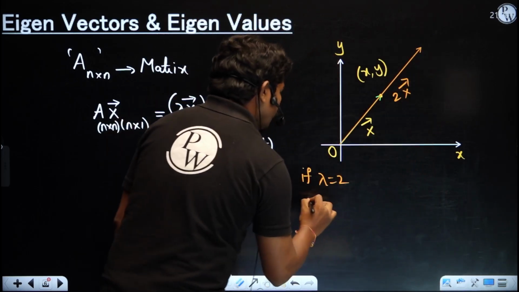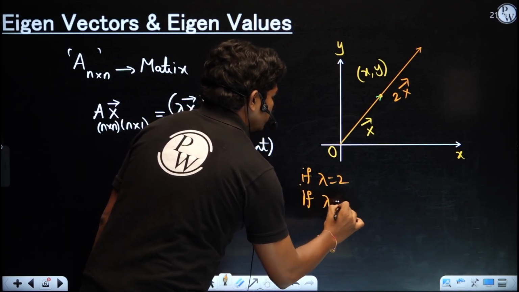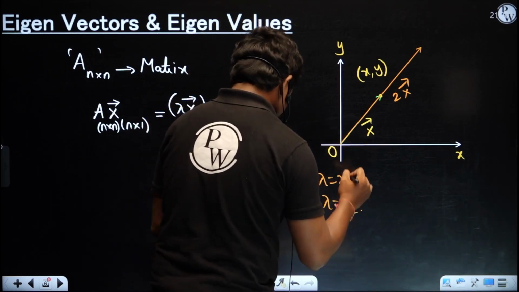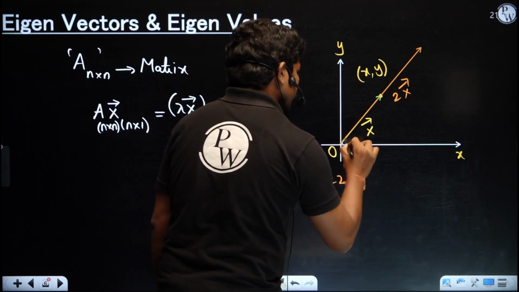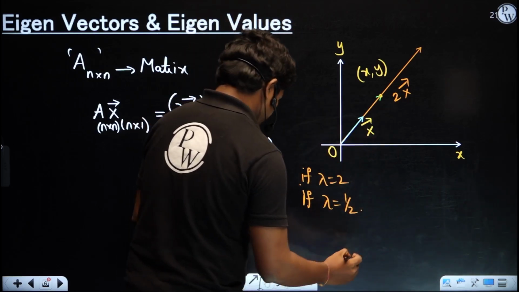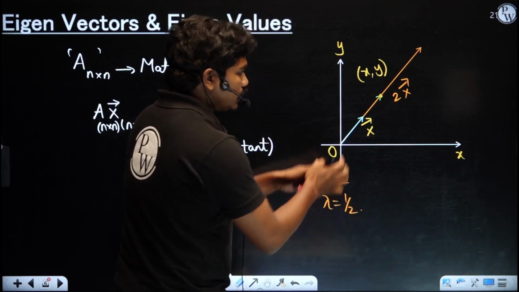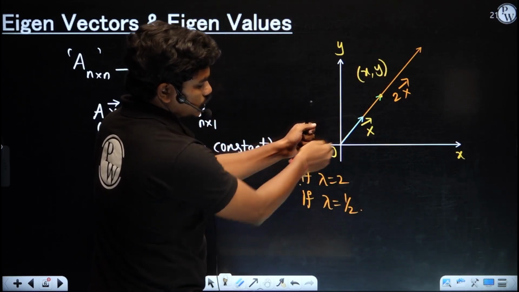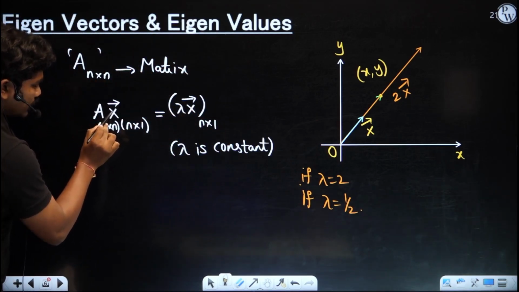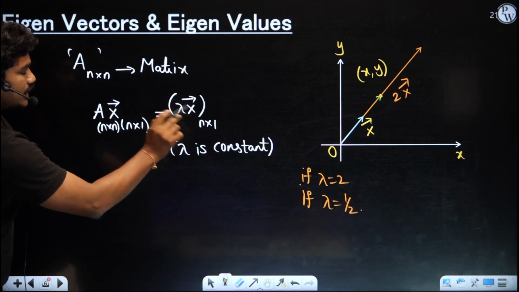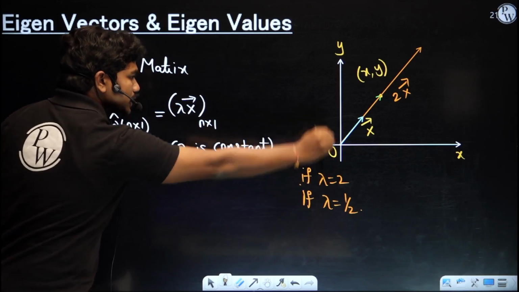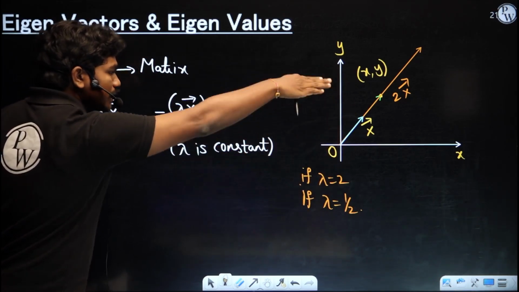If lambda is equal to 3, for example, or lambda is equal to 1 by 2, then the direction will be along the same line, only half of this x bar. Similarly, if lambda is equal to -1, along the same line, just the direction changes to the opposite sense. So when you apply this matrix on this vector, only the length changes, but the direction does not change, because 2x, 3x, 1 by 2x and minus x all lie along the same line of action.